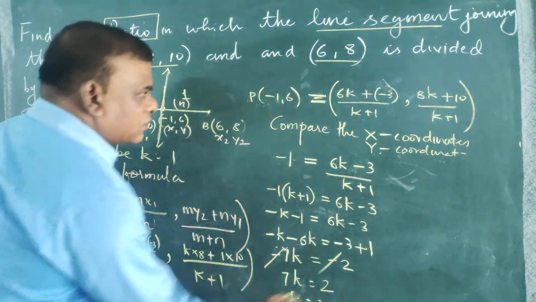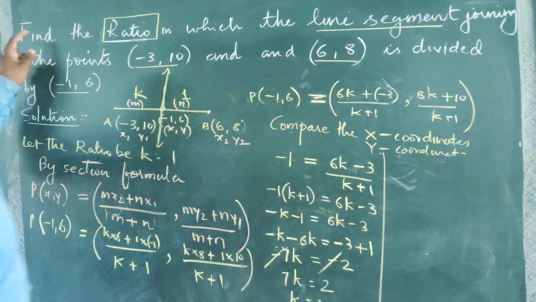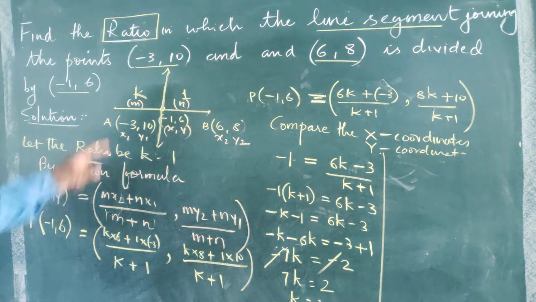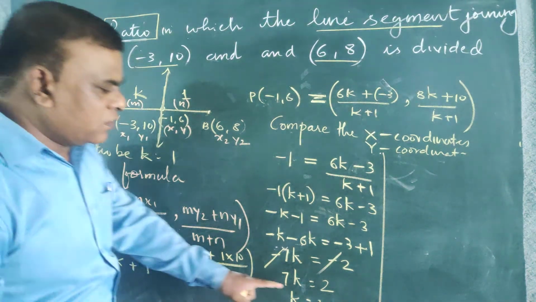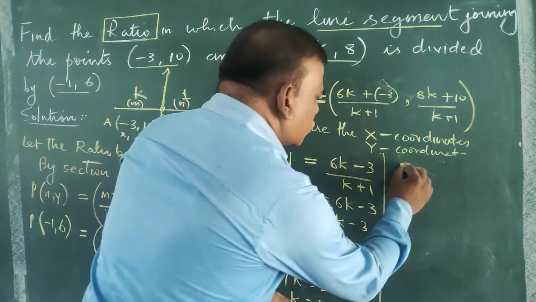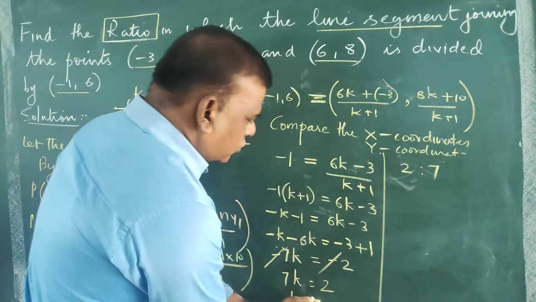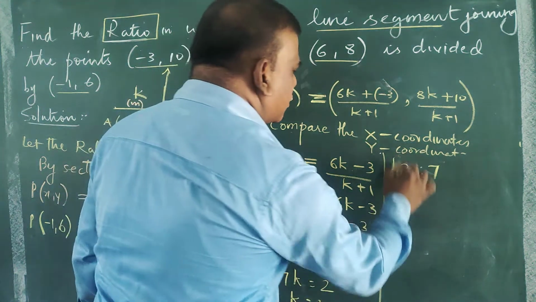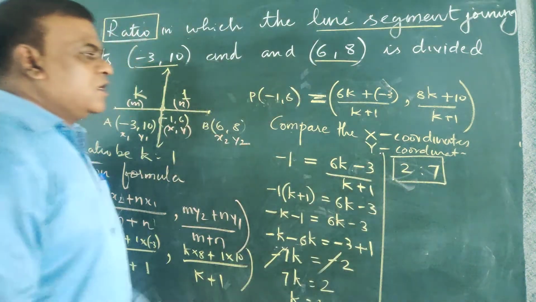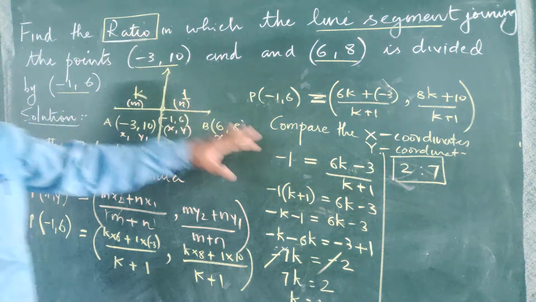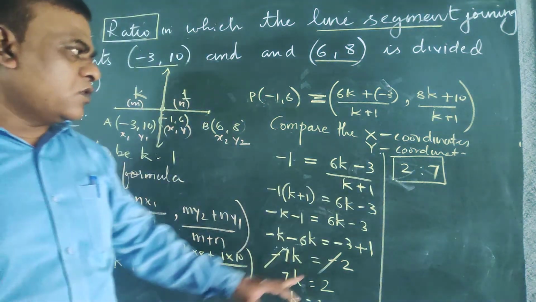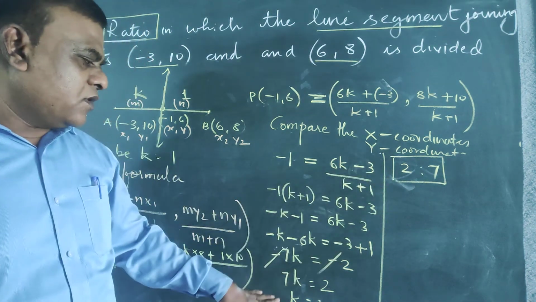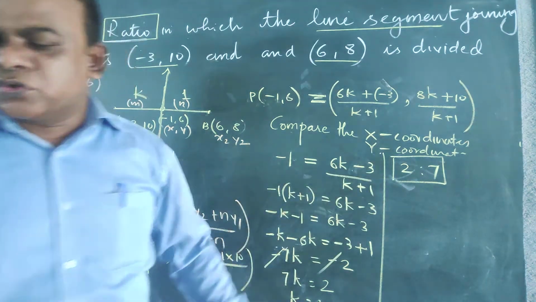That means this point (-1, 6) divides the line segment AB in the ratio 2:7. So your numerator is 2 and your denominator is 7. So the ratio is 2:7. You should not flip the numerator and denominator. If you are interchanging them, then you are getting the wrong answer. So the ratio is 2:7.